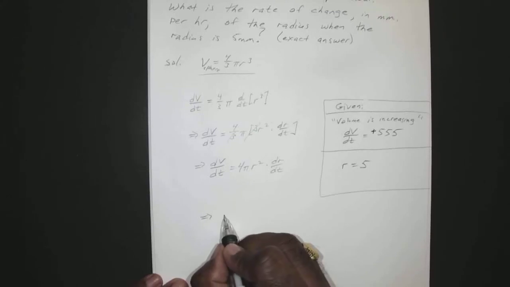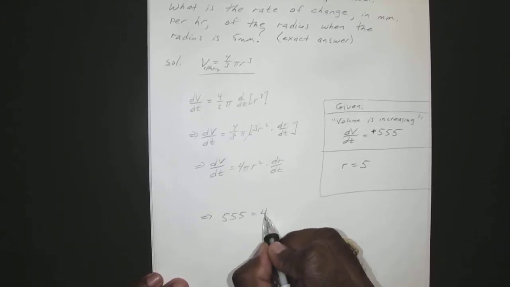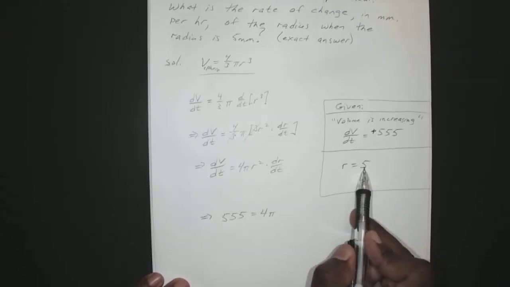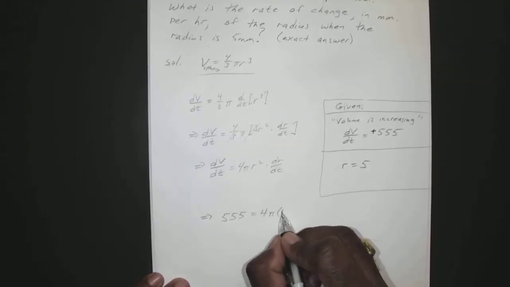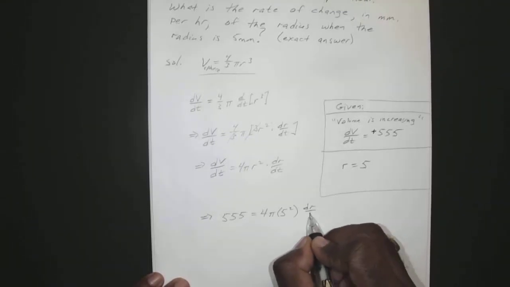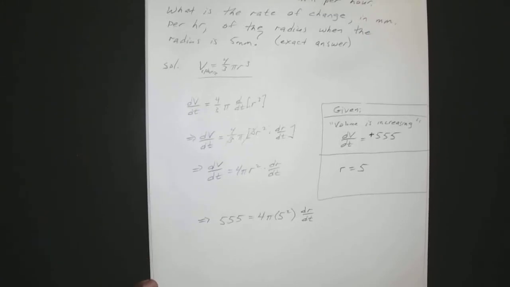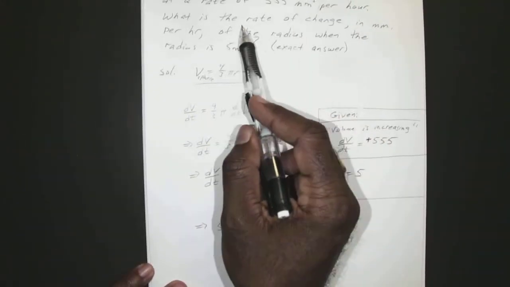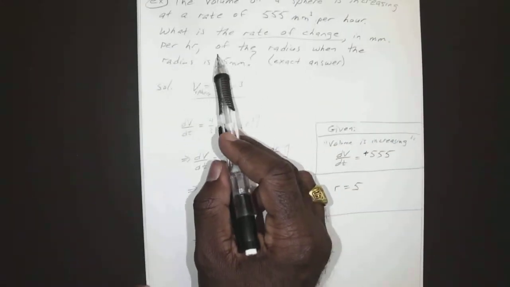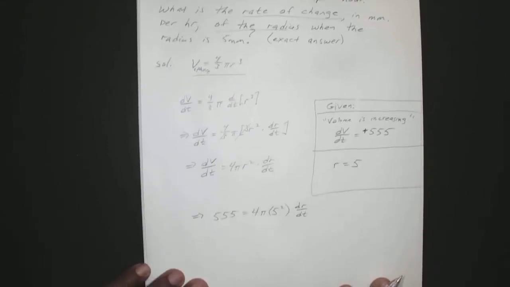Okay, so you have 555 is equal to 4 times pi times r squared. Here's our 5 squared. Times your rate of change of the radius with respect to time, which is what we're looking for, the rate of change of the radius. So it's the only thing we don't have, which is what we're solving for.